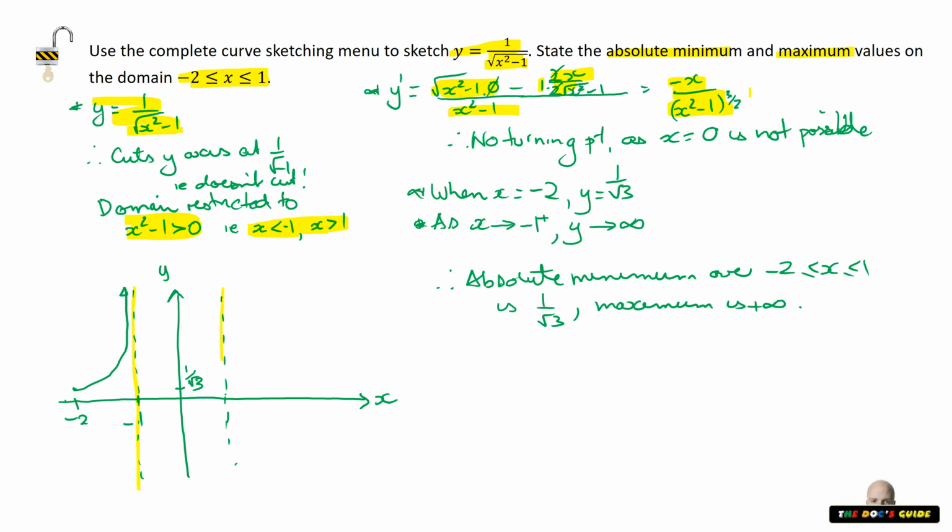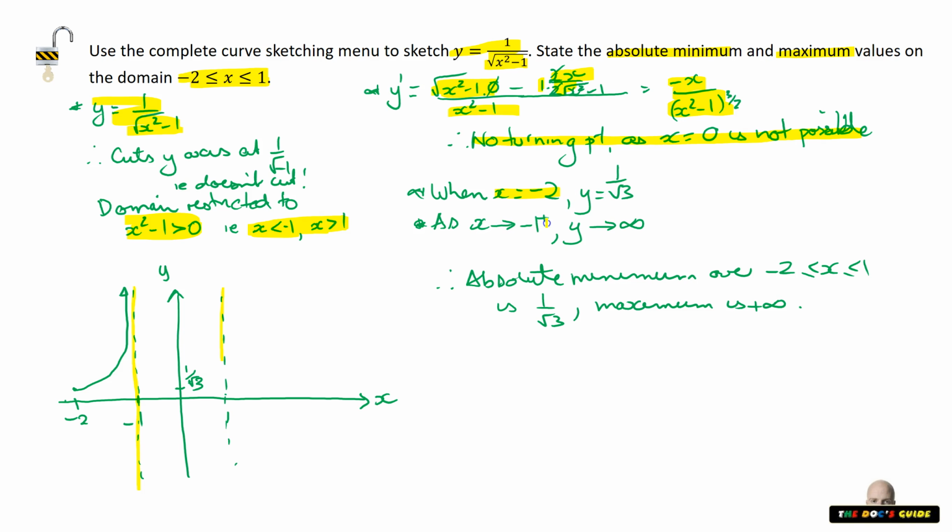Now, if we want a turning point, then we need the numerator to be 0, in other words x to be 0, but we're not allowed to have x equal to 0, because we have to have values of x which are less than minus 1. So in the part of the graph that we're plotting, there is no turning point. If we look at the edge of the domain, when x equals minus 2, y is 1 on root 3, so it is a particular value.